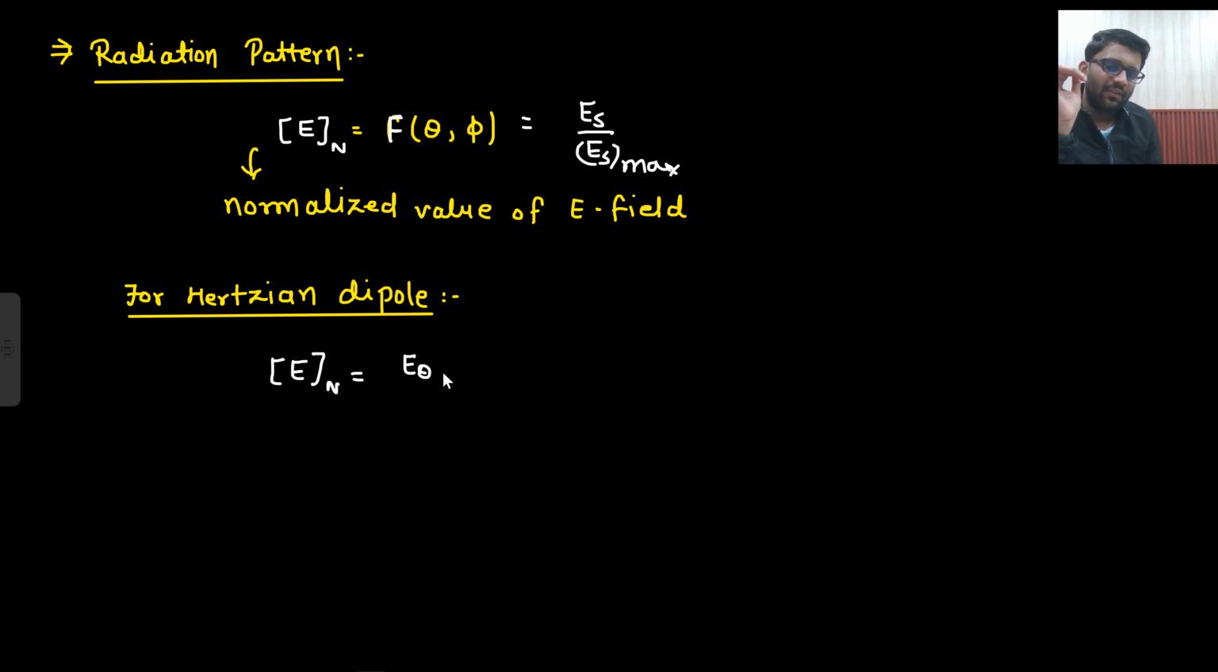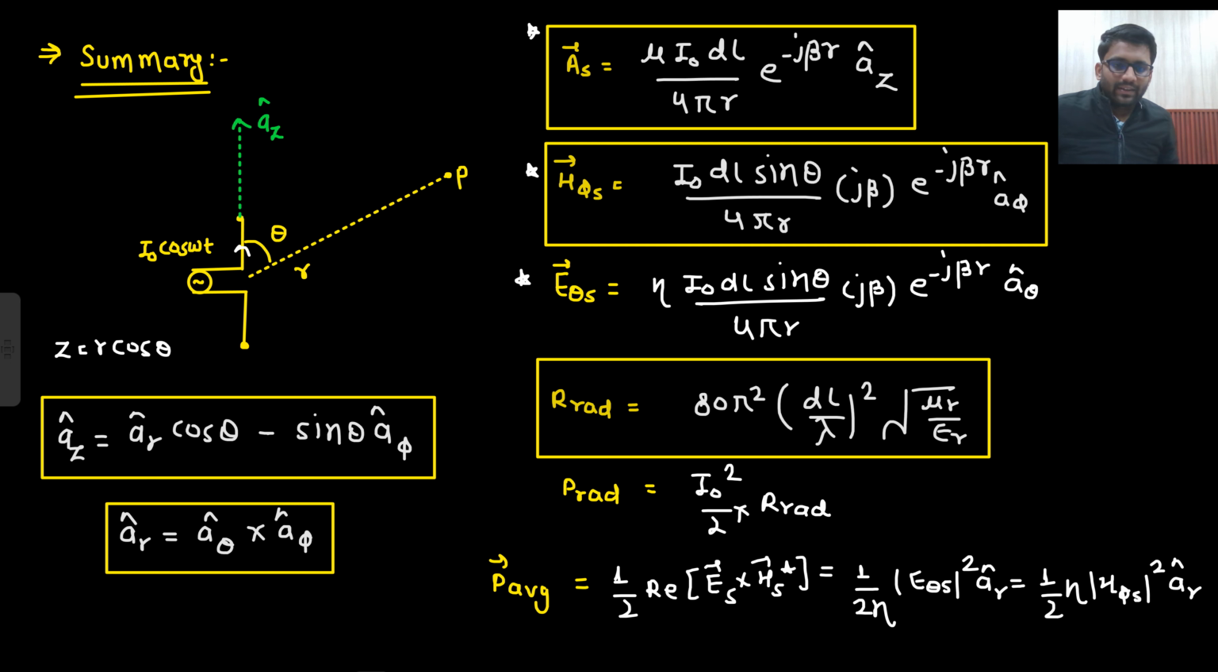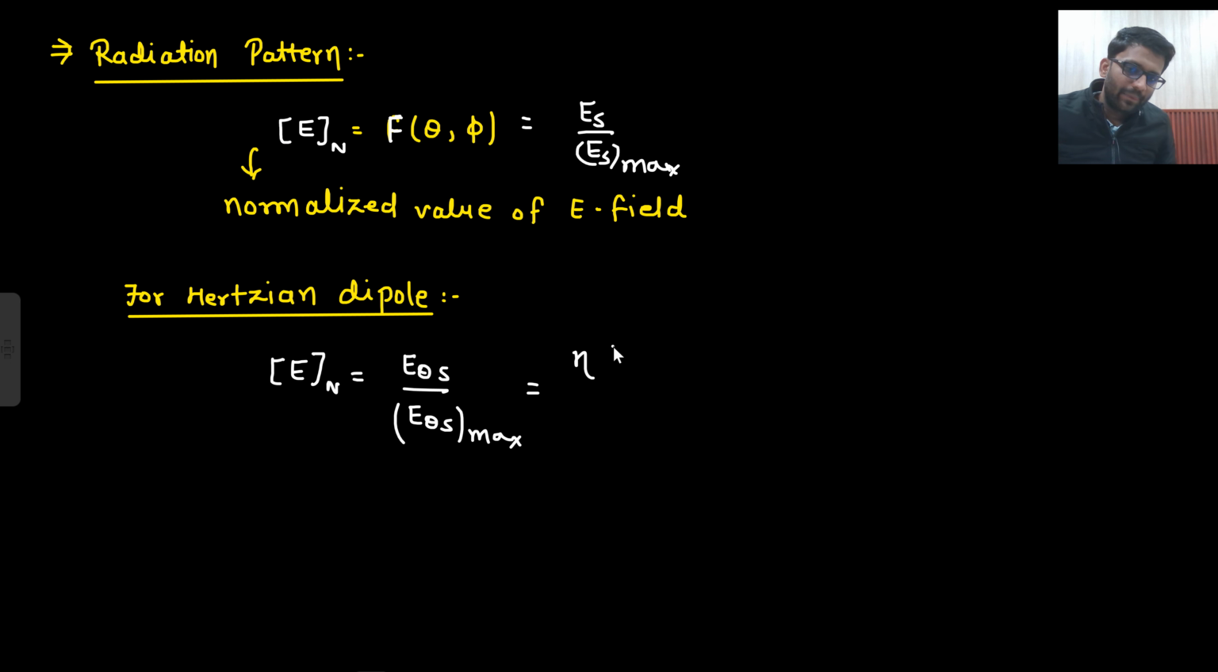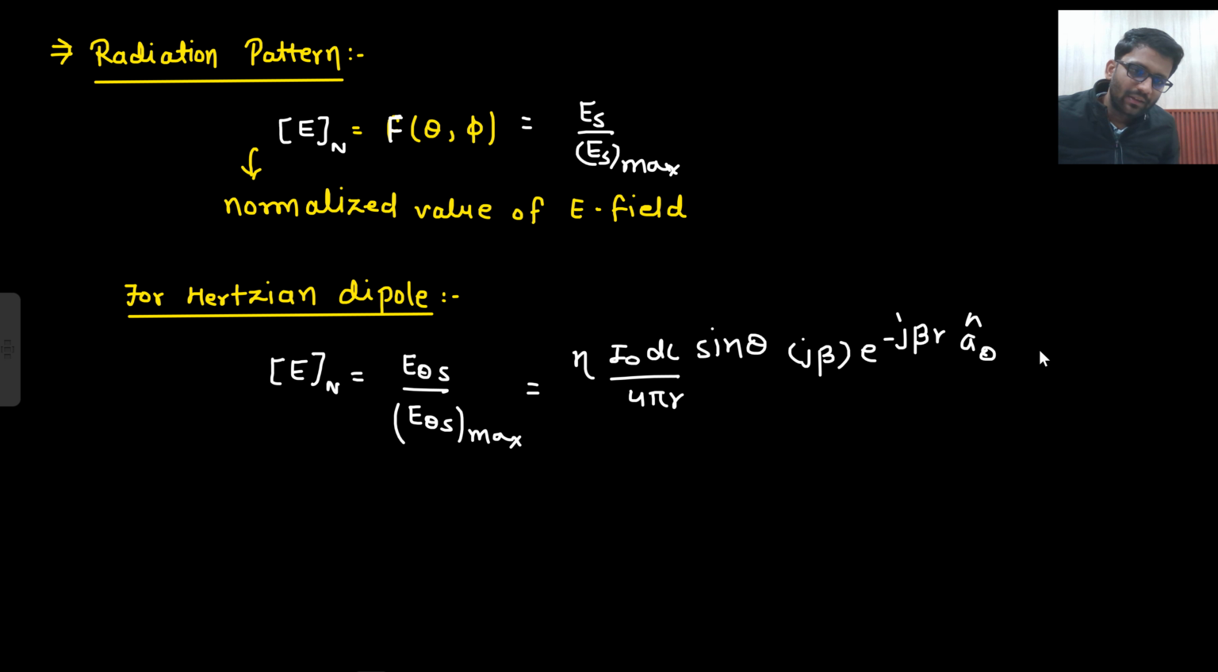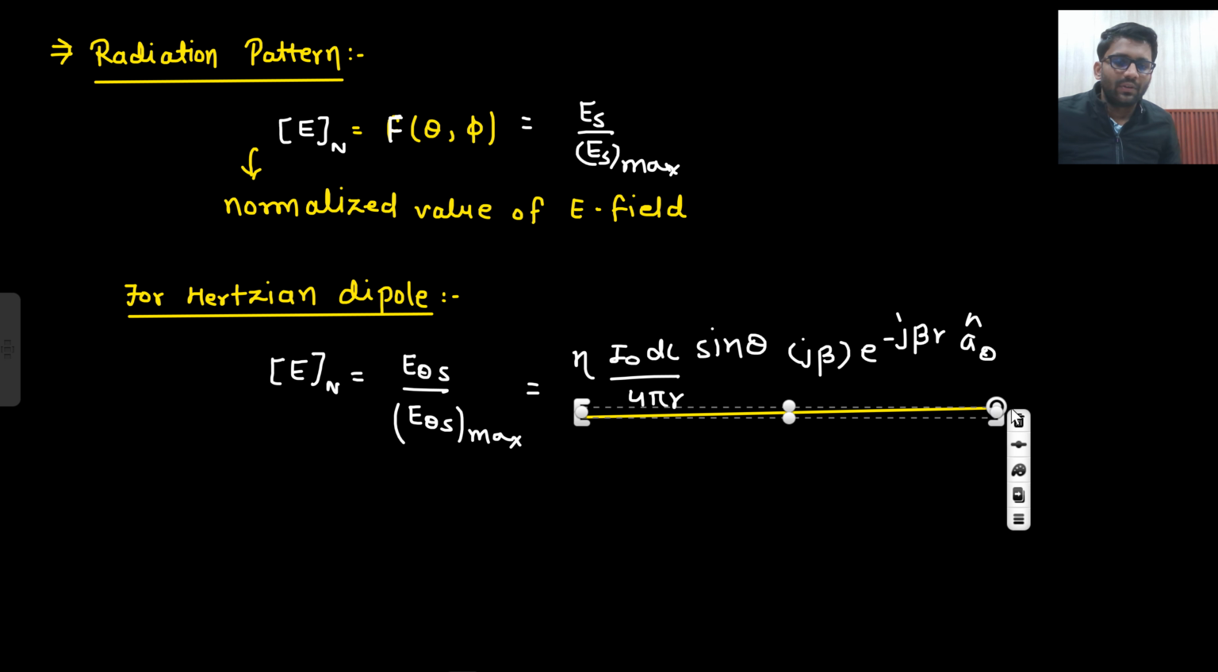What will be the normalized value of E field? Here we have the electric field component in the direction of theta only, and I need to write down the maximum value. This is my electric field component: eta I dl sin theta upon 4 pi r, j beta e to the power minus j beta r, into a theta cap. Now divided by the maximum value.